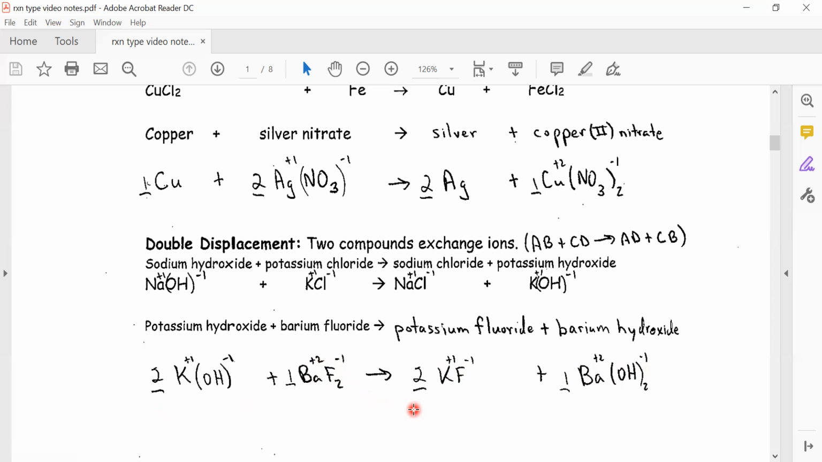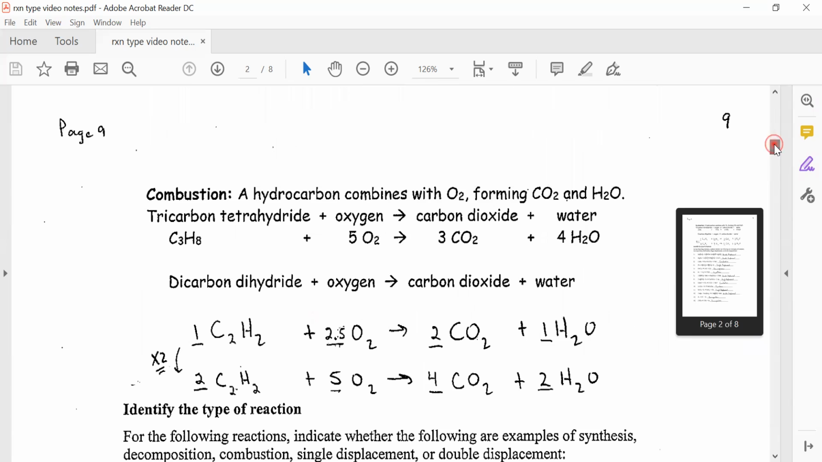But again, positive, negative, this positive with this negative, this positive with this negative is what you get with a double displacement, or sometimes called double replacement.